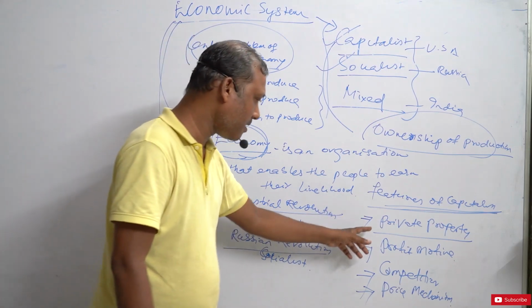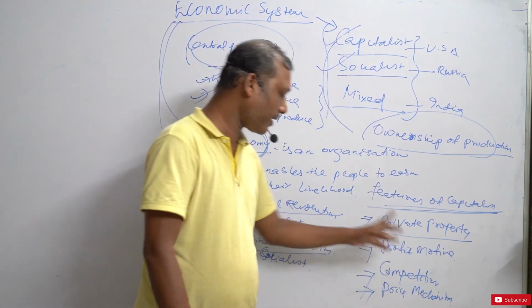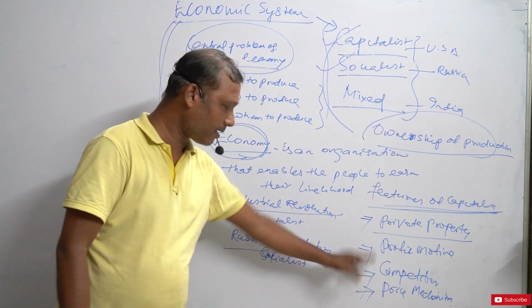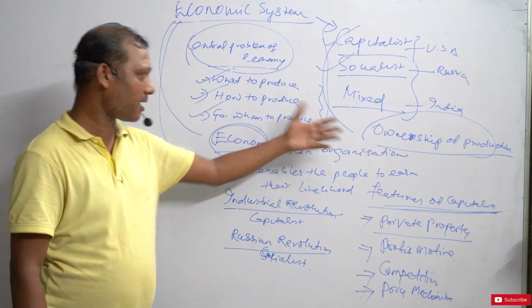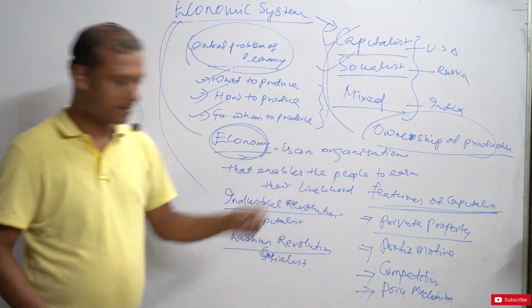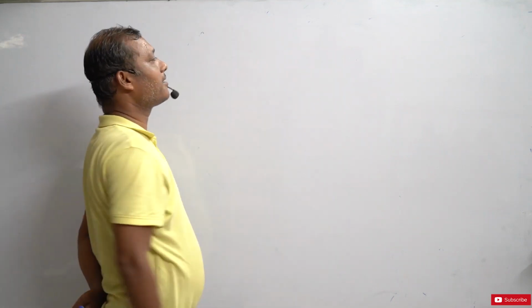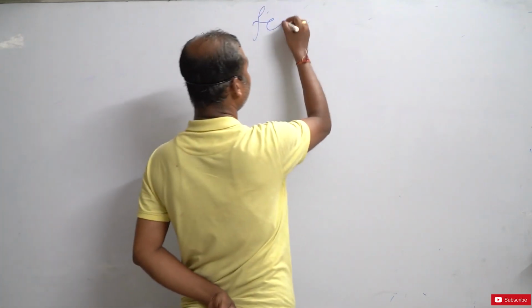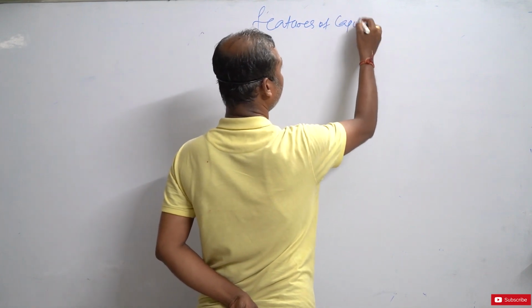Just let me revise. The first point is private property. The second point is profit motive. The third point is competition. And the fourth point is price mechanism. Now we will discuss the other points. We are discussing the features of a capitalist economy.